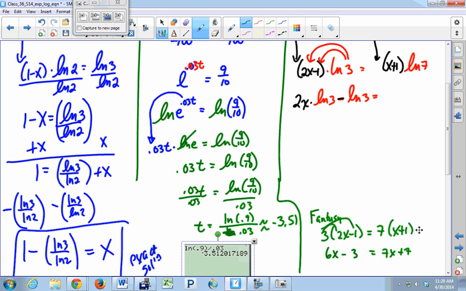X times the natural log of 7. Okay, plus natural log of 7. Okay. All right.